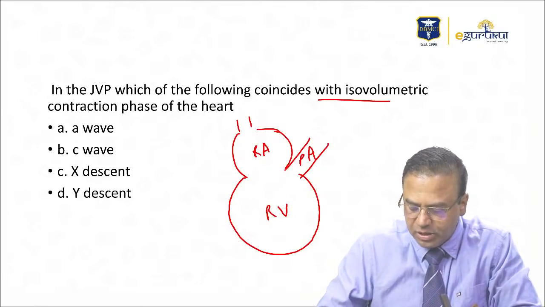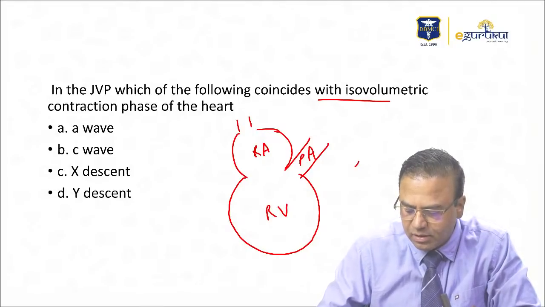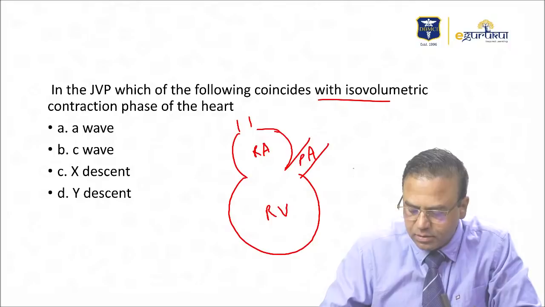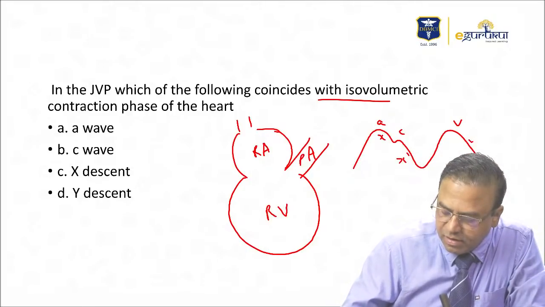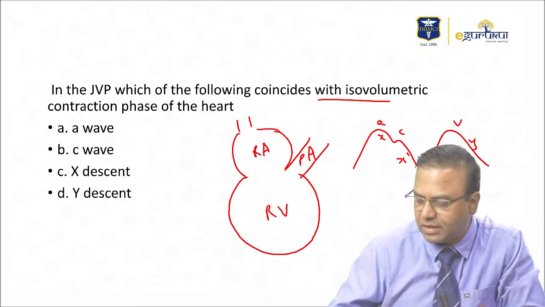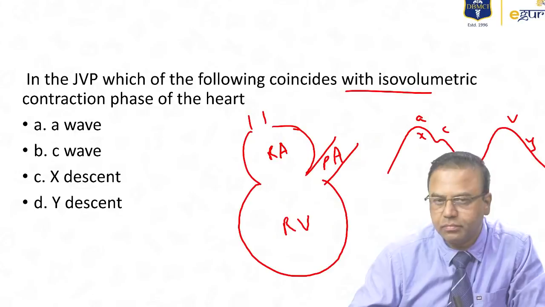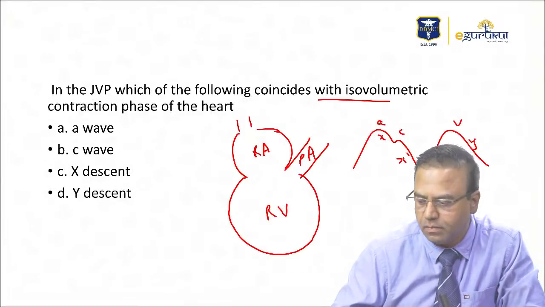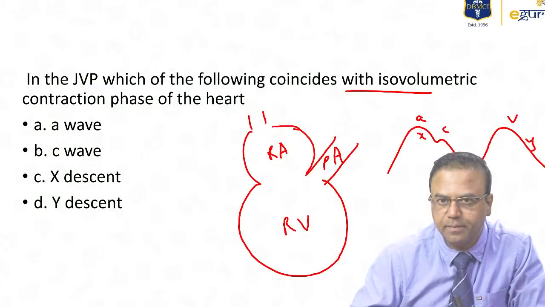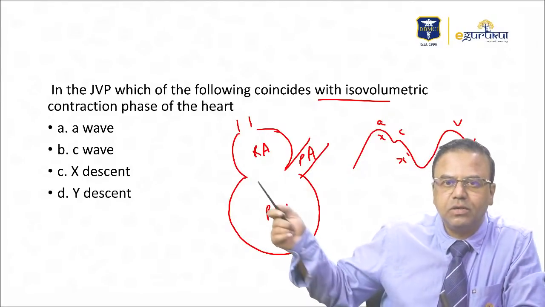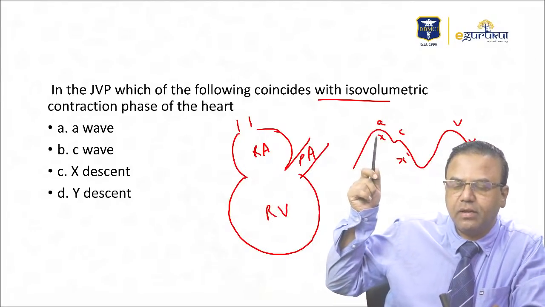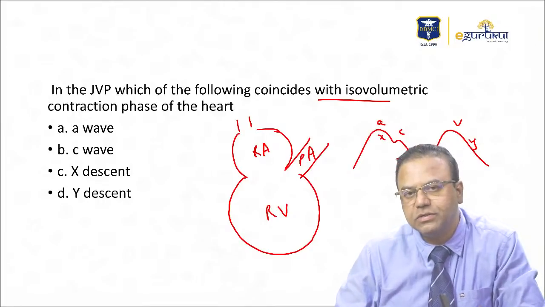We know that initially what happens is the atrial contraction, and the three important waves, A, C, V, are the positive waves in JVP. The X, X dash, and Y are the negative waves. So what I was trying to tell you was that when the atria contracts, what you get is the A wave.